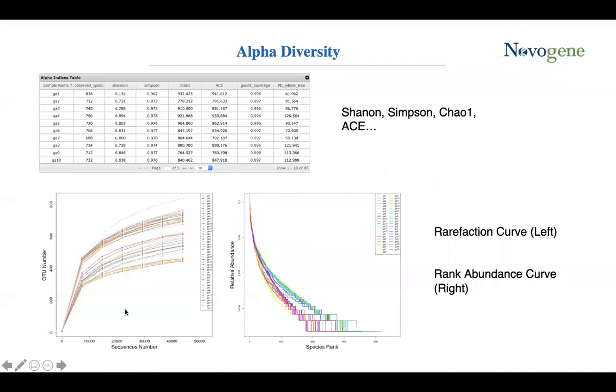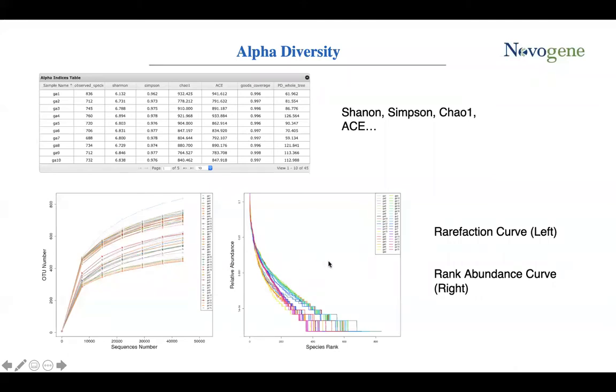The rarefaction curve can directly reflect the rationality of the sequencing data volume and indirectly reflect the richness of the microbial community in the samples. So if the curve is steep, a lot of species remain to be discovered. And if the curve becomes flatter, that means a credible number of samples have been taken and only the scarce species remain to be sampled.